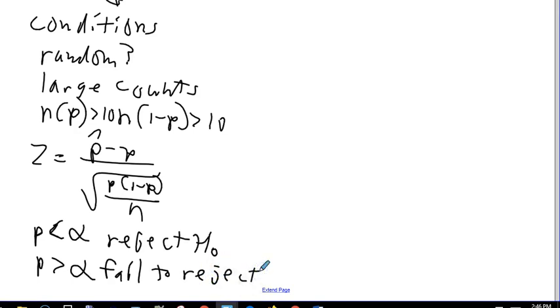Now remember, just like in a court of law, we never find someone innocent, we just find them guilty or not guilty. So same thing when we're looking at Ho and Ha, we reject the Ho or fail to reject the Ho. We never say, oh, the Ha was right.